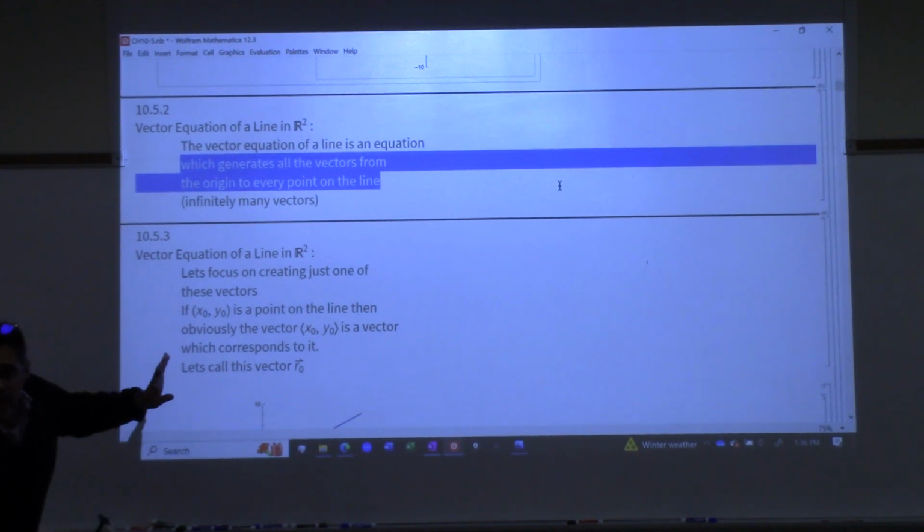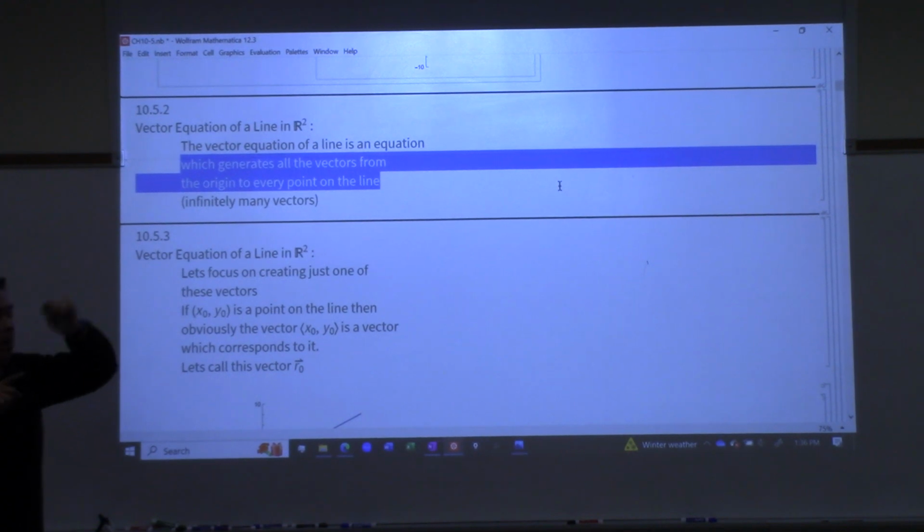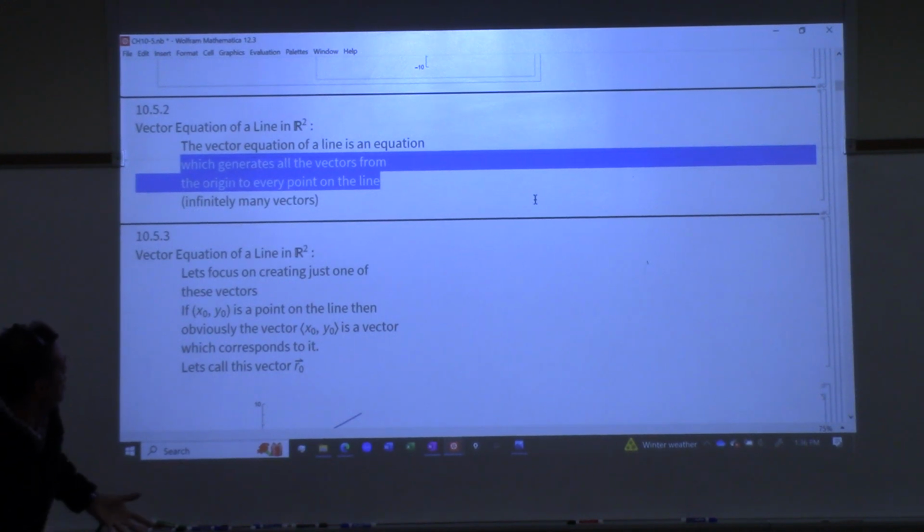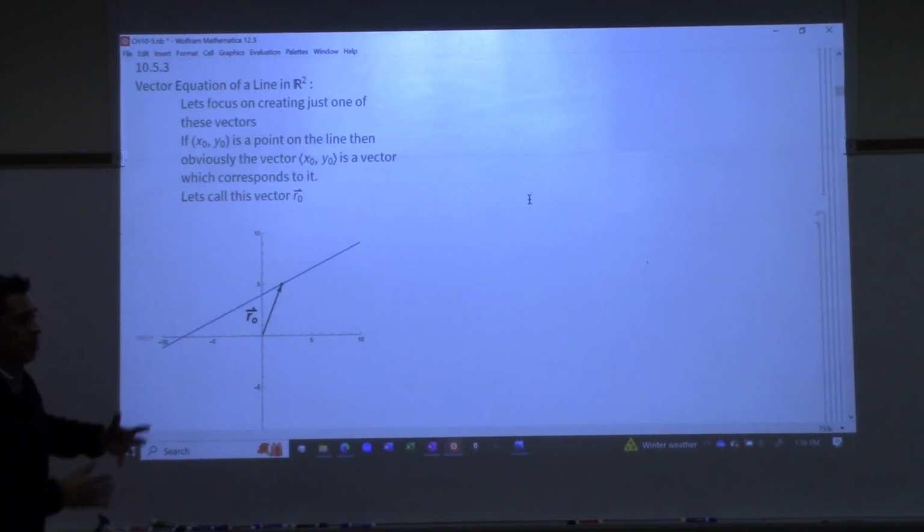All right. Everyone understand what we're trying to achieve here? Instead of giving all the points on a line, we're going to try and come up with all the vectors that point to all the points. Yes? So how do we do that? We're going to start constructing it.